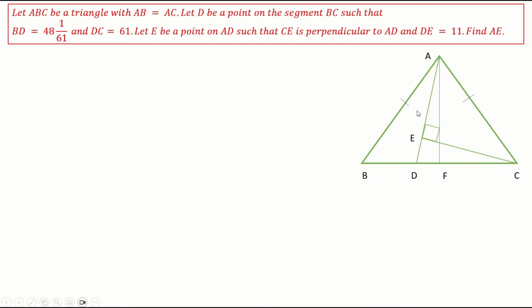AB, AC are equal. Okay, isosceles triangle. D is any point on BC. So BD is 48 1 by 61 and DC is 61. And a line is drawn from C to AD where it is 90 degrees. And we need to find out the value AE. DE is also given as 11. So we need to find this value. For that, I require one altitude. This is AF, the altitude, at 90 degrees actually.